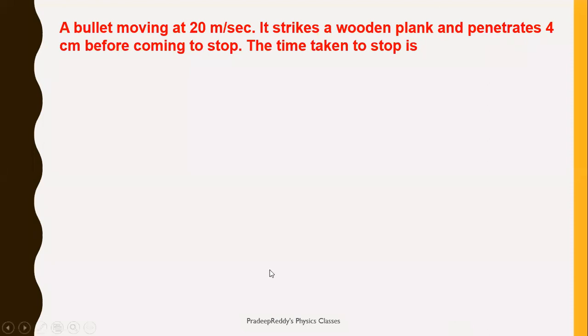Coming to the next problem. In this problem, here we have a bullet moving with 20 meter per second. That means the initial velocity of the bullet is equal to 20 meter per second. It strikes a wooden plank and penetrates 4 centimeter. Distance traveled in the plank is 4 centimeter. I should convert this into meter. That gives you 4 into 10 power minus 2 meter. All units should be in the same system of units. Find the time taken to stop. You are supposed to calculate time taken.